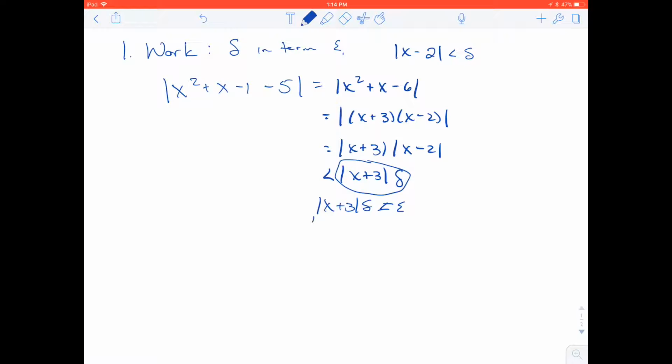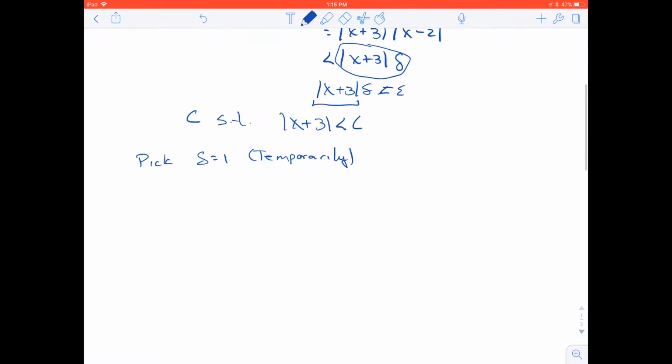And again, we remember from class, since x is allowed to vary, that's the whole point of a limit. X is being allowed to vary to a value. I want to find some value c such that this value of x plus 3 is always going to be less than c. So we pick a delta being equal to 1, temporarily. So that will get x minus 2 is less than, now instead of delta, we say it's less than 1. So we can have our bound of x minus 2 is less than 1.